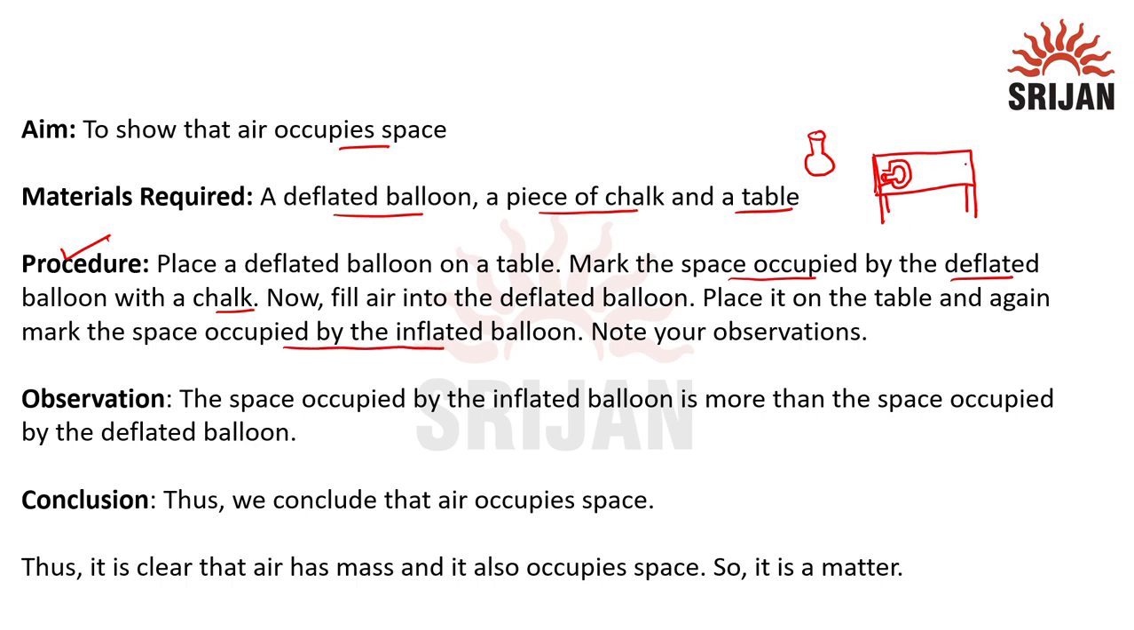After inflation, we know its size will increase from this to this, and this is the knot. After inflating, if we mark the space occupied by this balloon on the table, it will be larger, it will occupy more space. So from here we observe that the space occupied by the inflated balloon is more than the space occupied by the deflated balloon. From here we can conclude that air occupies space. Thus it is clear that air has mass and it occupies space, so it is a matter.